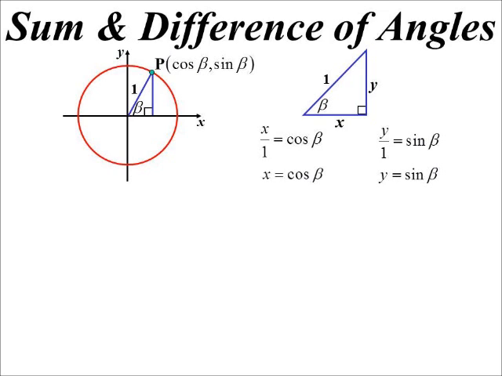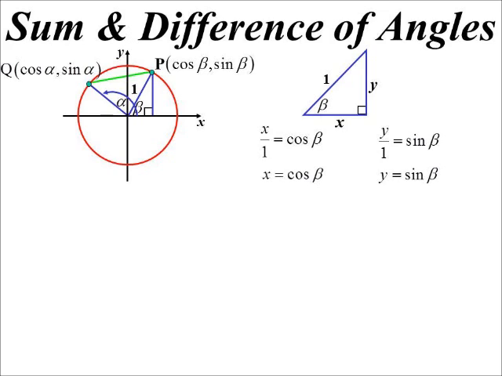Now it doesn't matter where I put the point, it's always going to be the cosine of the angle and the sine of the angle, that angle being the angle it makes with the x-axis. So I could put another point over here, Q, so that obtuse angle there is alpha, and that would be the cosine of alpha and the sine of alpha.